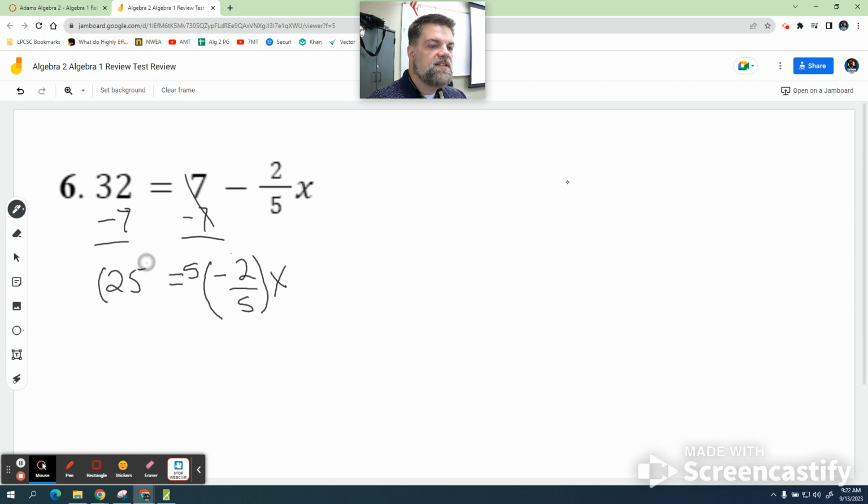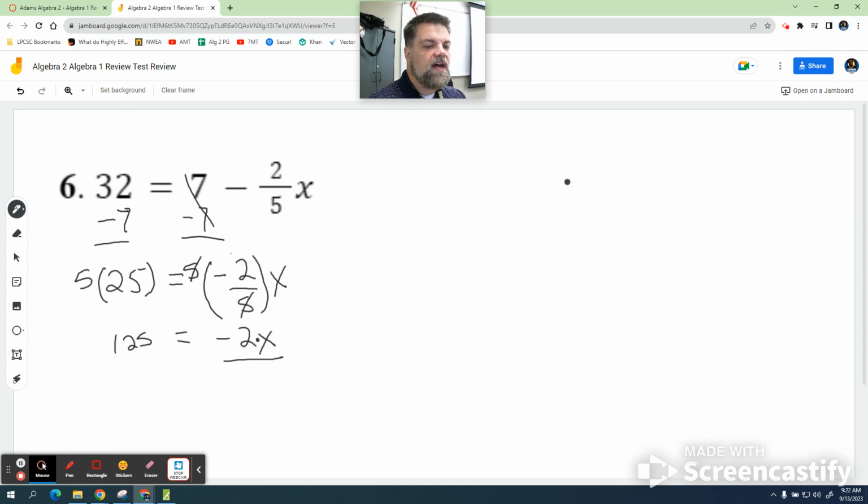Whatever I do on one side of the equal sign, I have to do to the other. Now, 5 divided by 5 is just 1. In other words, those 5's cancel, and I'm left with negative 2x. 5 times 25, though, is 125. Okay? All right, so now I need to get rid of this negative 2.